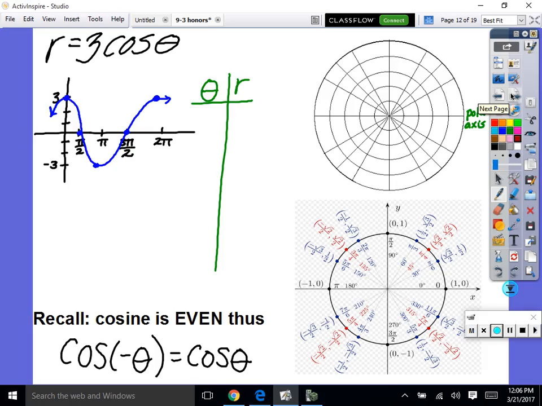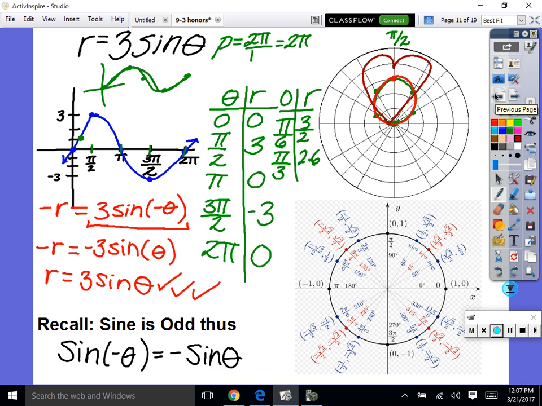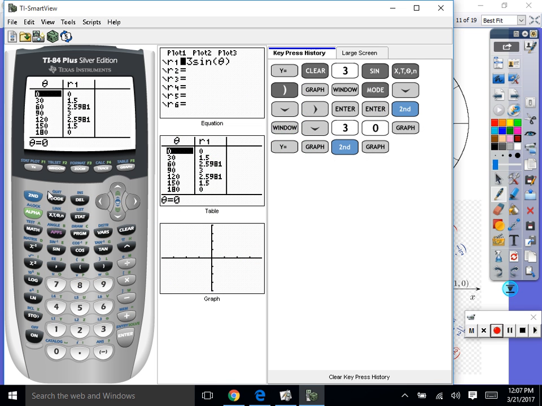Okay, let's do one more. Let's graph cosine. So we're graphing r equals 3 cosine theta. Oh, wait, I wanted to show you I can now check my polar equation by using your calculator. Amelia was kind of helping me out with this, but we are going to be using our calculator for a lot of this. So everybody go to your calculator.